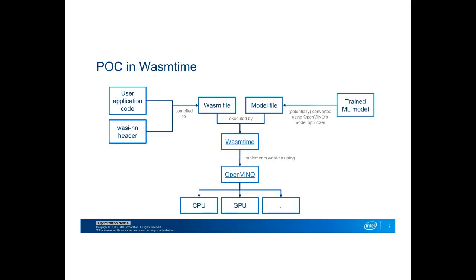What you're looking at here is a simple architecture diagram of a POC that we're attempting in Wasmtime. Once complete, what you'll be able to do is take user application code using a WASI-NN header and compile that to a WASM file. If you combine that with a trained model, potentially converted using OpenVINO's model optimizer, you can hand those over to Wasmtime, and Wasmtime will be able to execute the WASM file using the model file to perform inference.